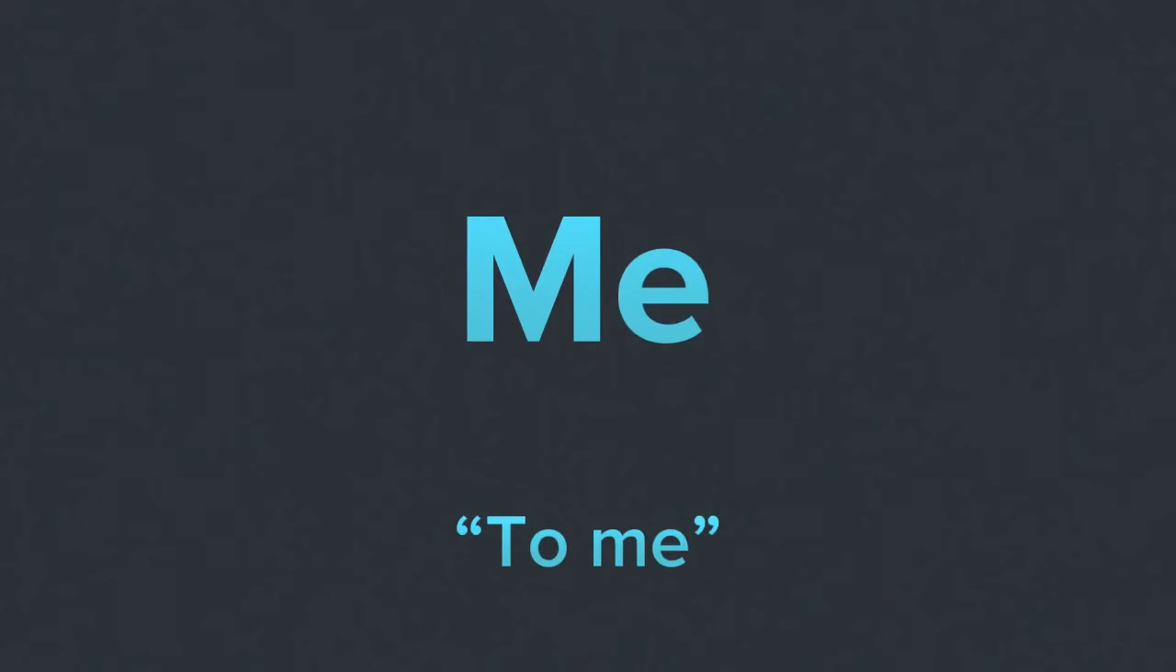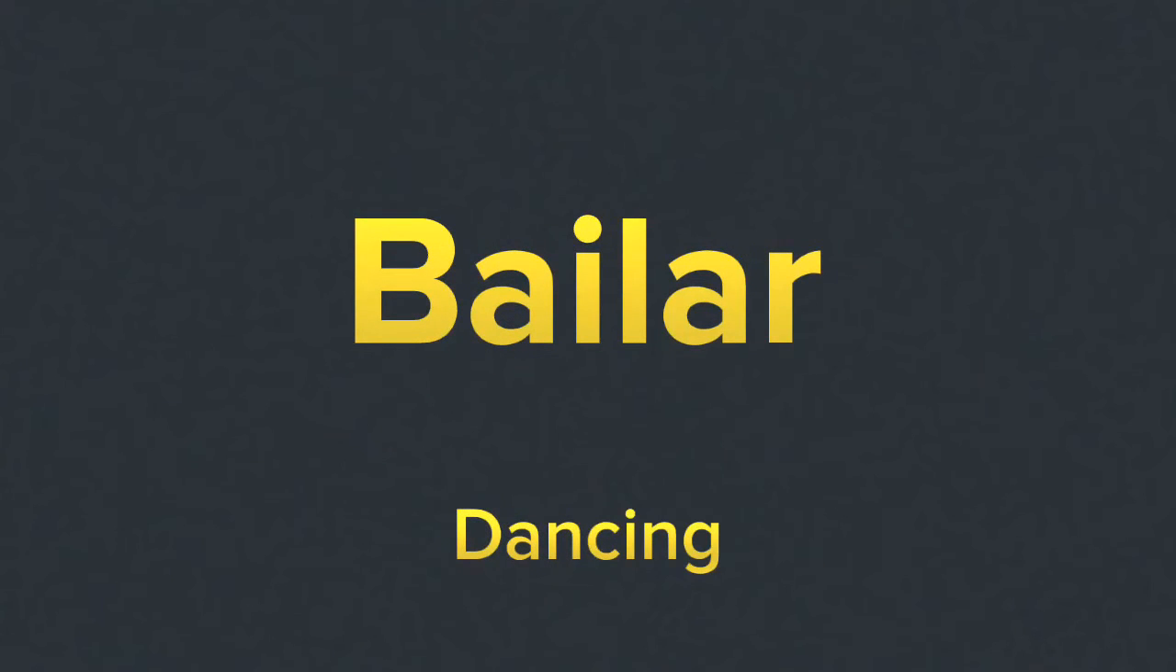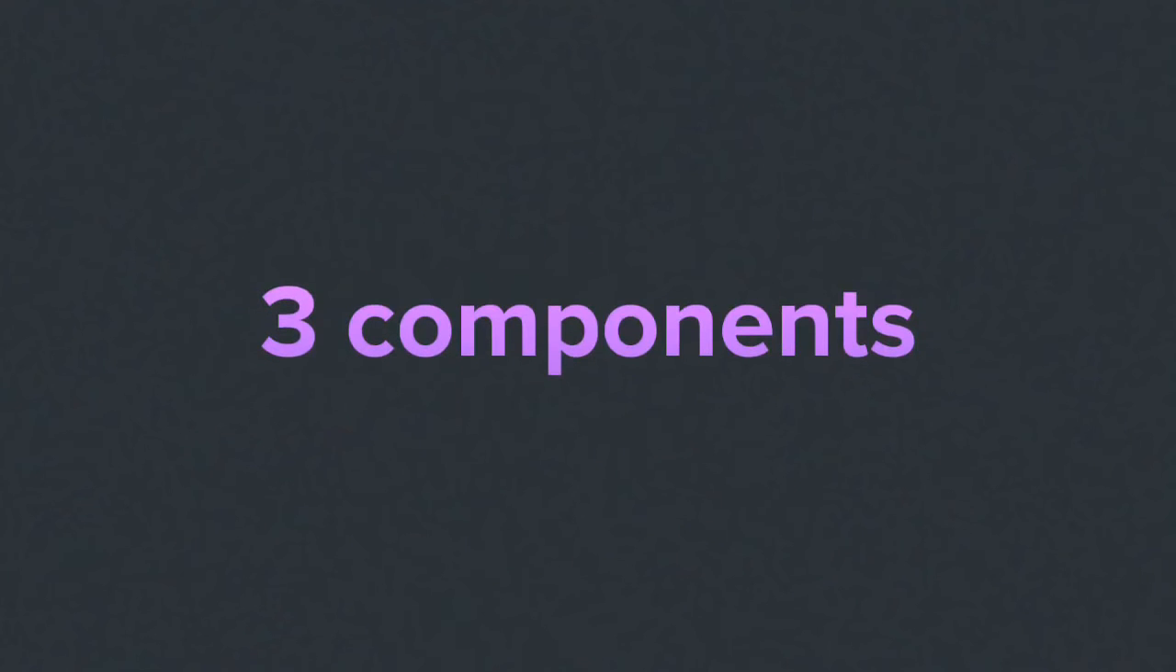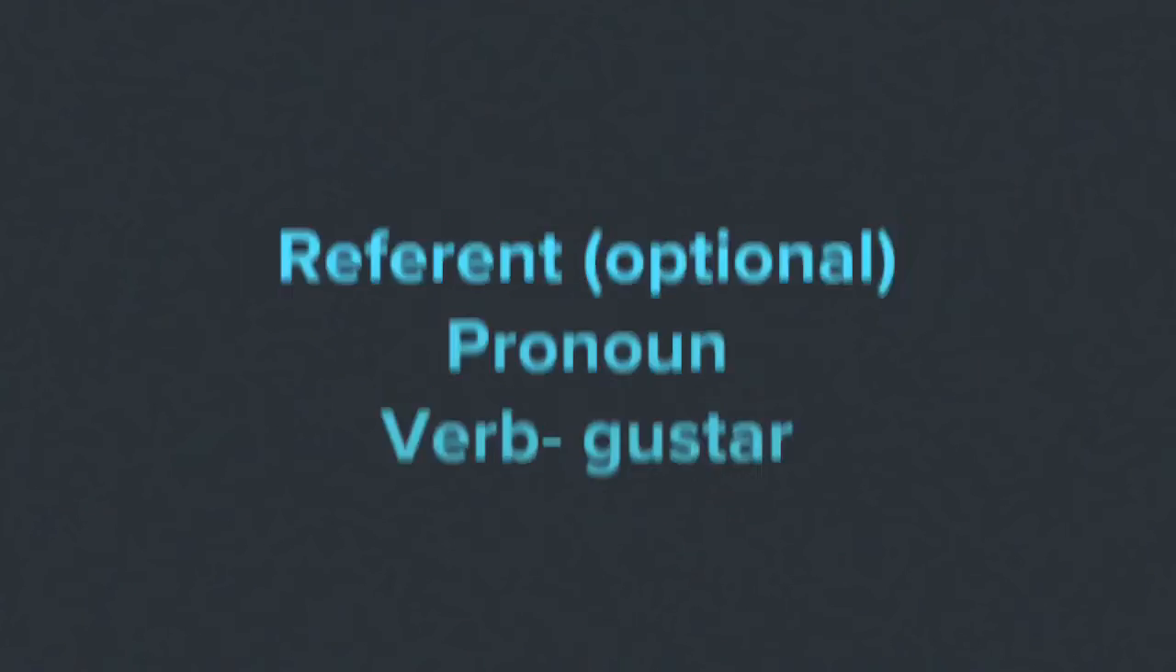So if I said me gusta bailar, me means me, gusta is pleasing, and bailar means to dance. So the sentence would be dancing is pleasing to me. When we conjugate a verb like gustar, there are three components. There's the referent, which is optional, the pronoun, and the verb.